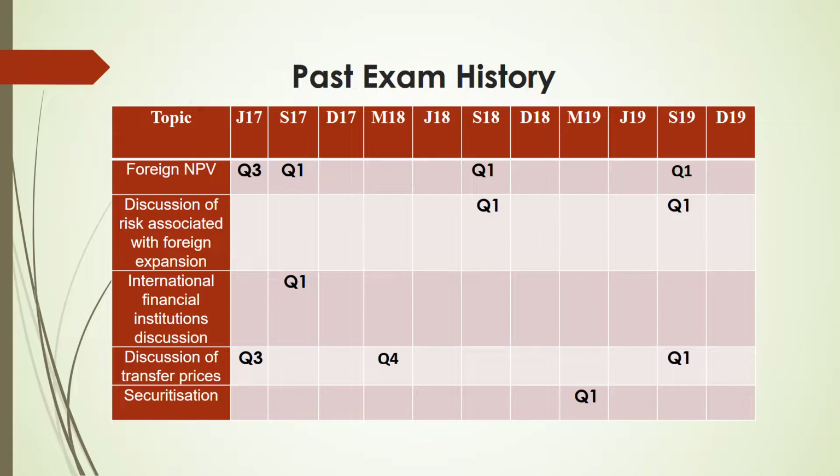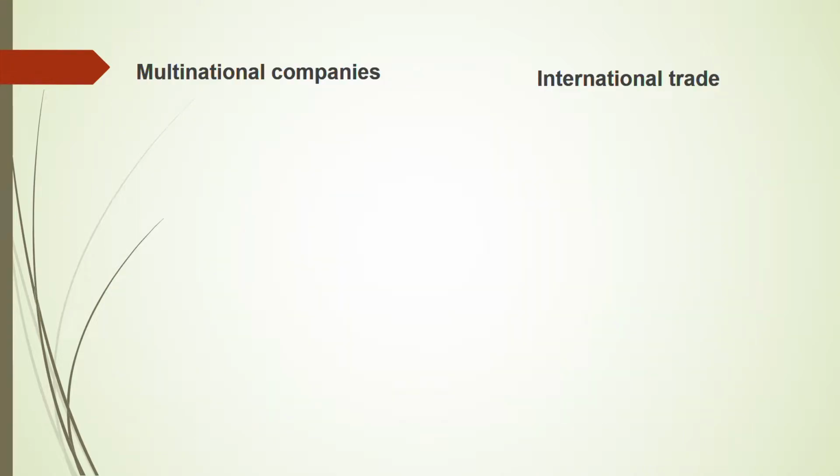Because there is so much work involved. First of all, you have to calculate the net present value, then you have to use the foreign exchange rate and convert it, and then you have to talk about the risk. All these requirements cannot be asked in a 25 marks question, right? It's asked in a 50 marks question with the 4 professional marks in section A. So now let us go to our first topic, that is multinational companies.